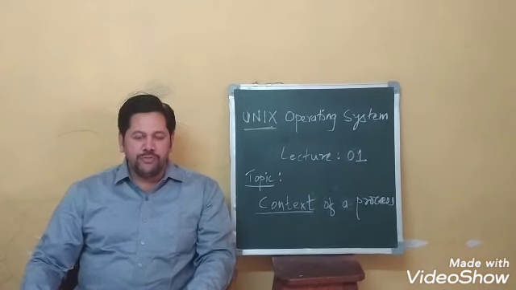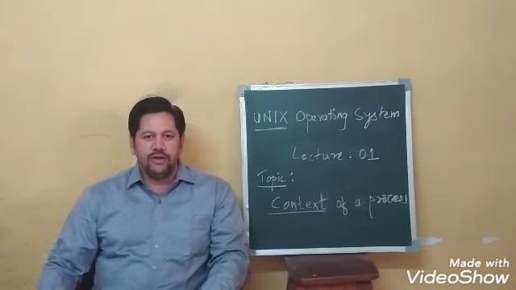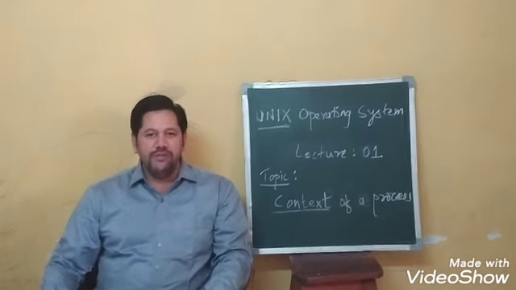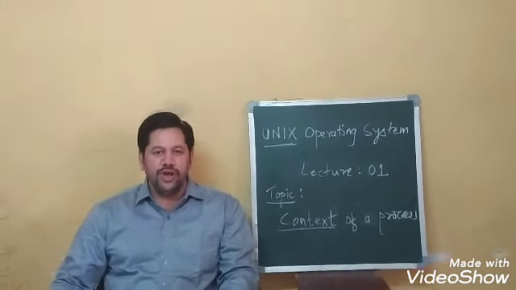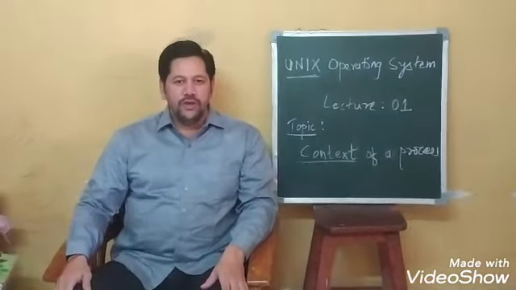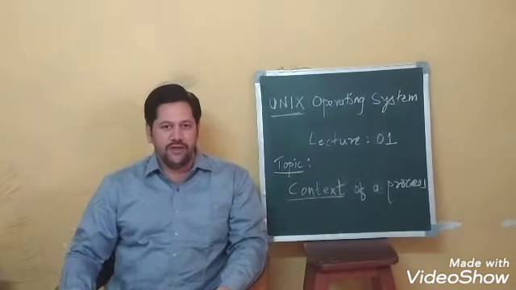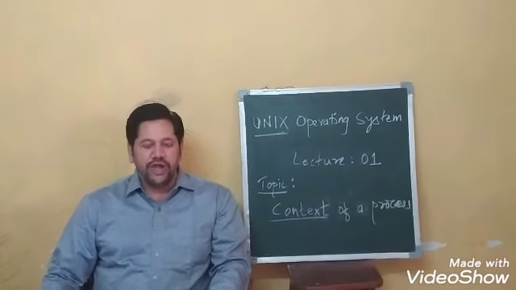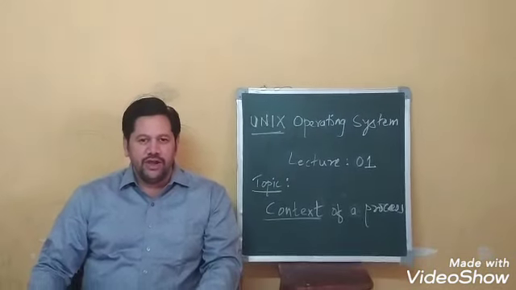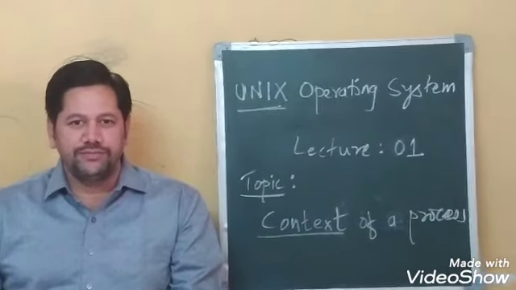Today, under the subject Unix operating system, we are going to learn the topic, the context of a process. In a multitasking system, as so many processes are executing, the processor moves from one process to another process. Whenever it moves from one process to another, it saves the context of a process. So we are learning today in detail what is meant by the context of a process. Let us start learning this with the help of the handwritten notes.